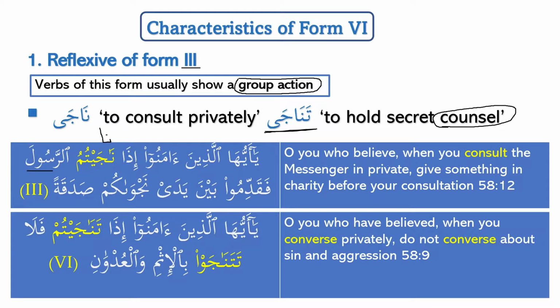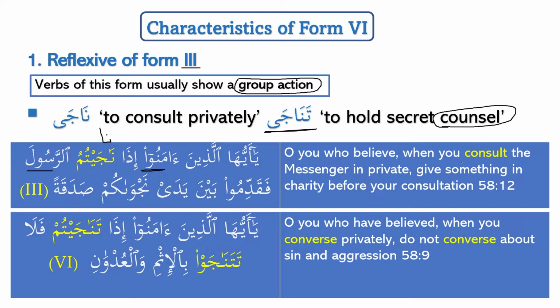O you who believe, when you consult the messenger in private, give something in charity before your consultation. So here we have the believers and then we have ar-rasul. So it's basically the group and the receiver is only one, right? And this is the characteristic of form number 3, that it consists of 2 persons or 2 groups or 1 person and the whole group. So here it is told to the believers, Ya ayyuhalladhina amanu idha najaytum, and then maf'ul bihi is idha najaytum ar-rasula.